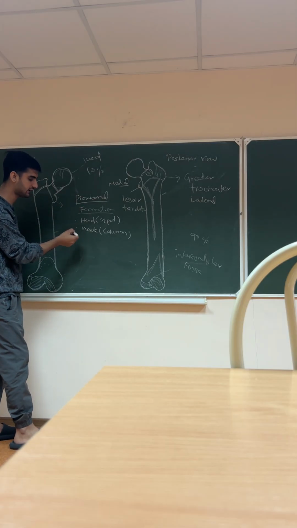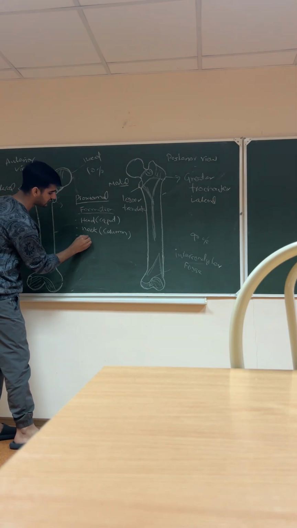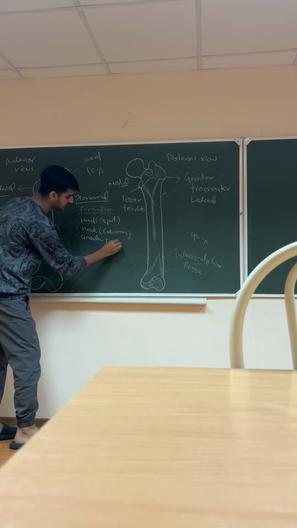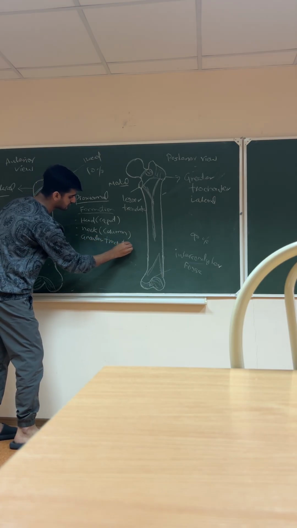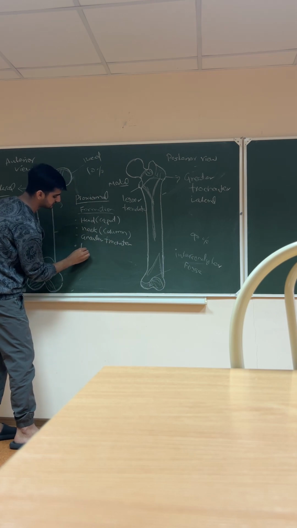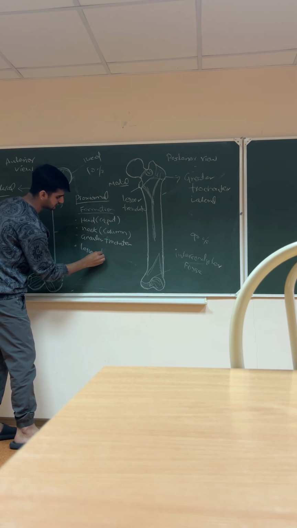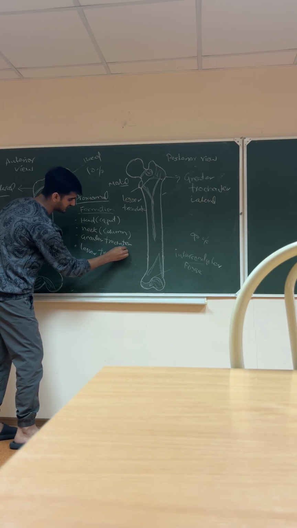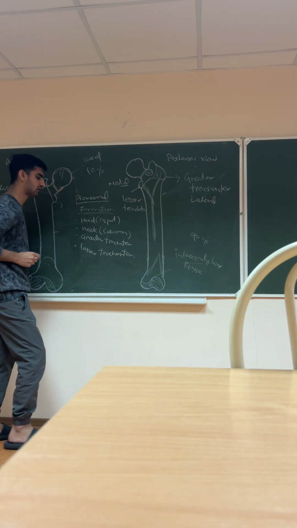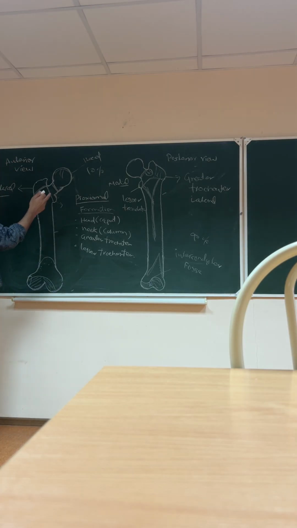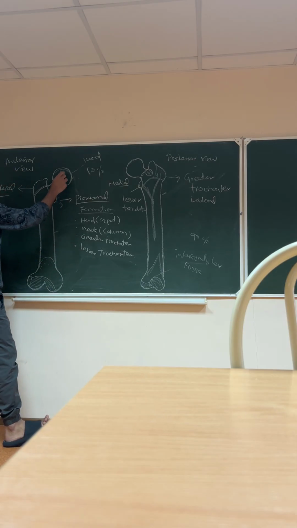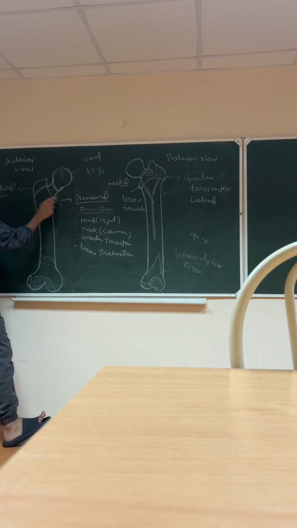We have discussed the head, neck, now the greater trochanter and the lesser trochanter. This is the formation in the proximal view, because I already mentioned the proximal formation: head, neck, greater trochanter, and lesser trochanter.